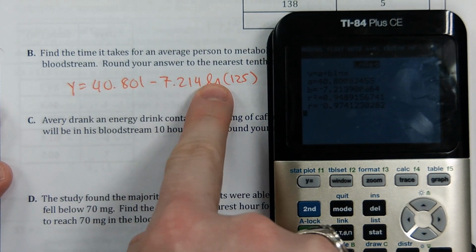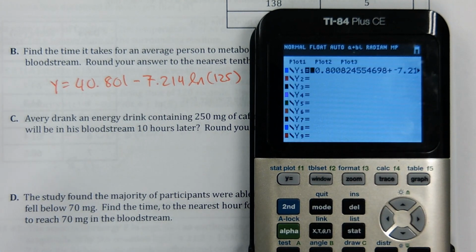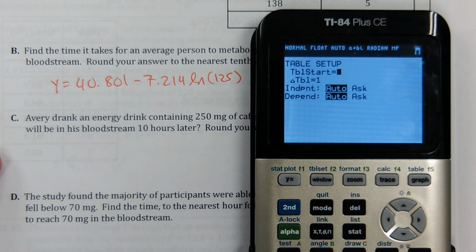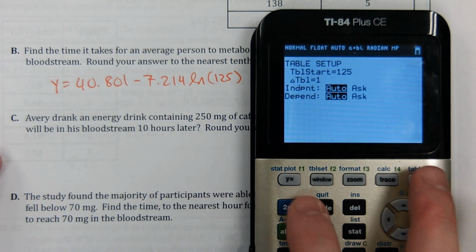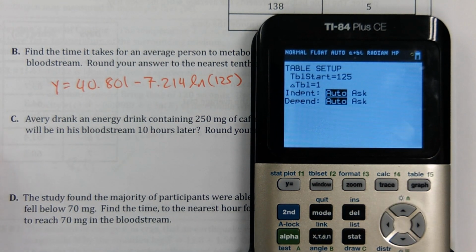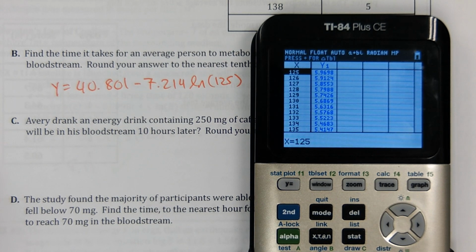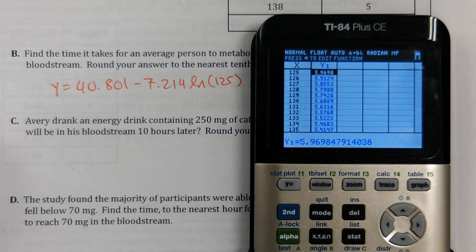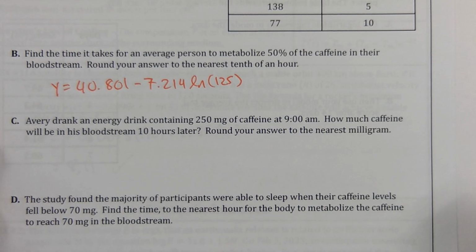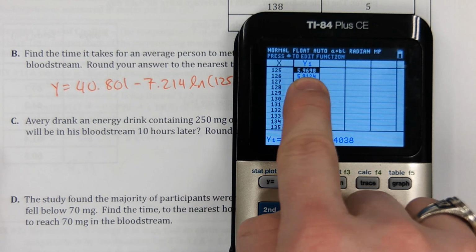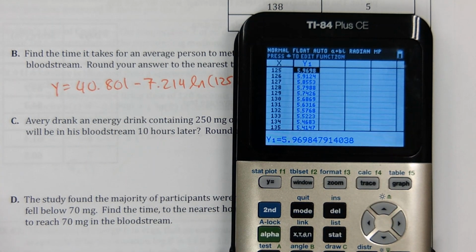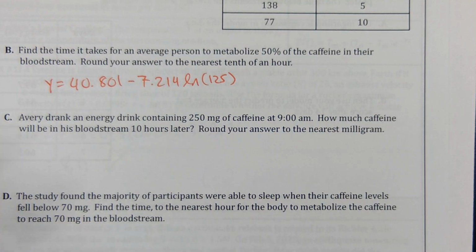Of course, I'm not going to type that because I already have it saved as y1. Instead, I'm going to go to second table set, and I'm going to tell it to start at 125 to give me that number because I'm too lazy to try to figure out what size graph fits. What I could see is about 5.9698. The question says nearest tenth, and if you do nearest tenth, this rounds up to 6. About 6 hours.